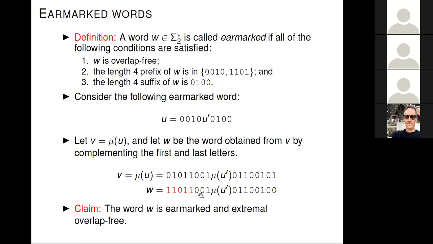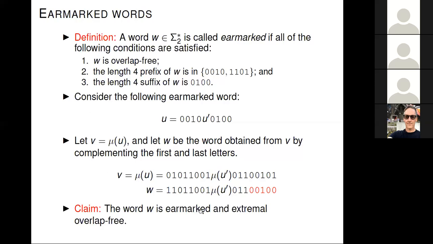So if it has an overlap as a prefix, it's got to be really short, and you can check that that is not the case. And a similar thing happens with the suffix. This factor doesn't appear again. So we can't have an overlap appearing as the suffix of W. So this word W is earmarked.